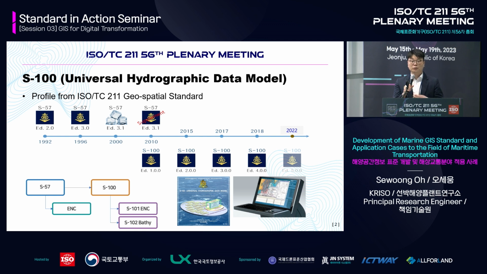By profiling from ISO TC211 geospatial standards, over a 10 years time, we have devised a standard called Universal Hydrographic Data Model. It's called the S100. Before that, we had S57, a nautical e-navigation chart.